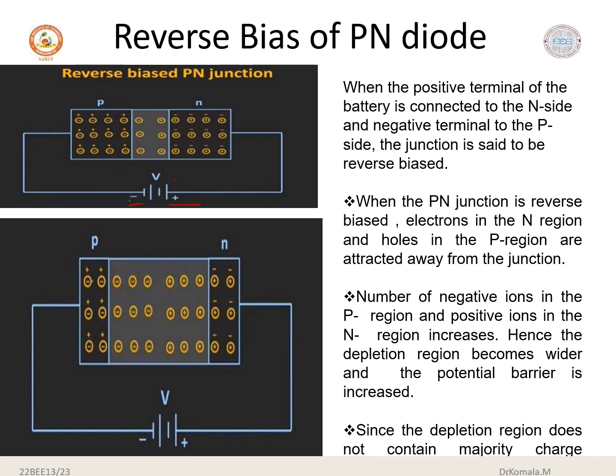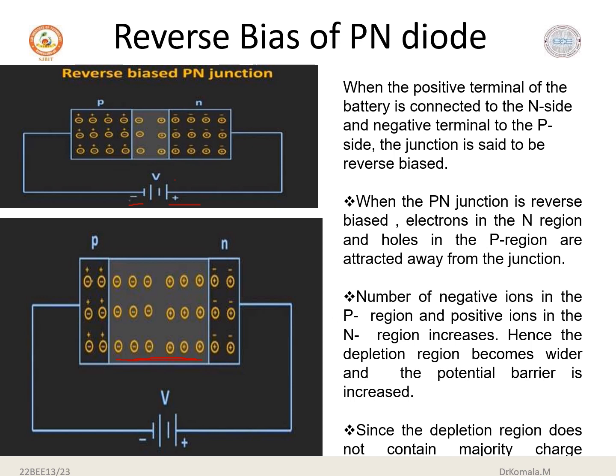Whenever the PN junction is reverse biased, the electrons in the N region and the holes in the P region are attracted away from the junction. So, whenever they are attracted away from the junction, the number of negative ions in the P region and the number of positive ions in the N region increases. Hence, the depletion region becomes wider and the potential barrier is increased.